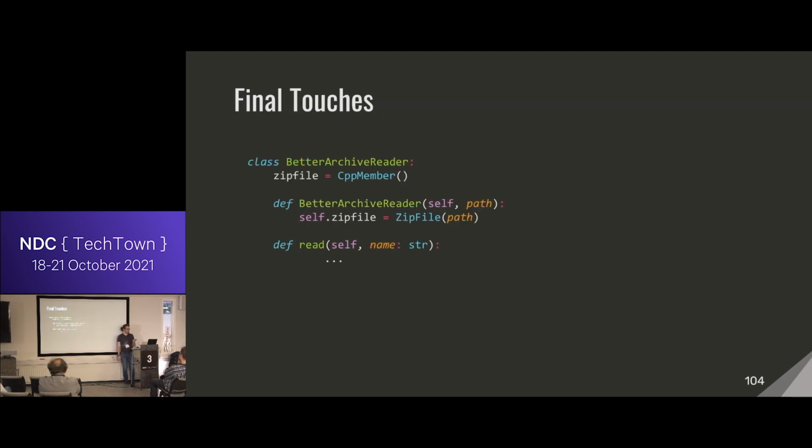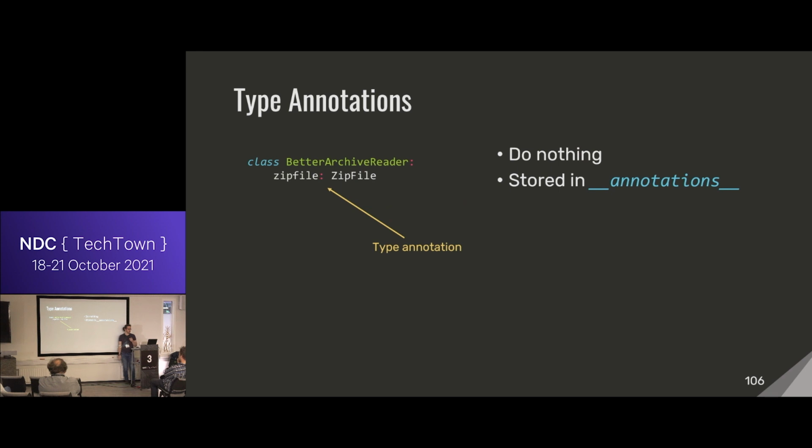And now the class looks like this. We have zip file, it's a C++ member, and no more resource management code, but there's still something I don't like here. This is explicit, and I mean, I'm writing Python code. Why should it say CPP member? That makes no sense. So we can do better.